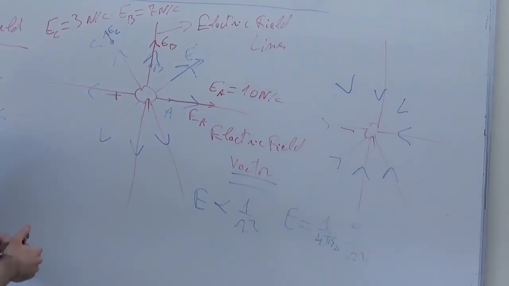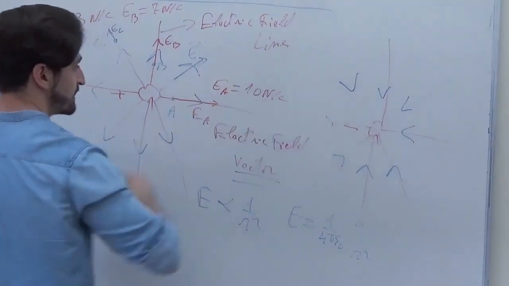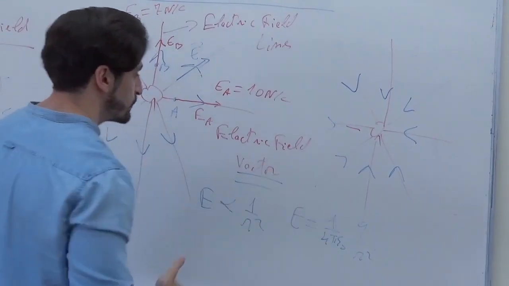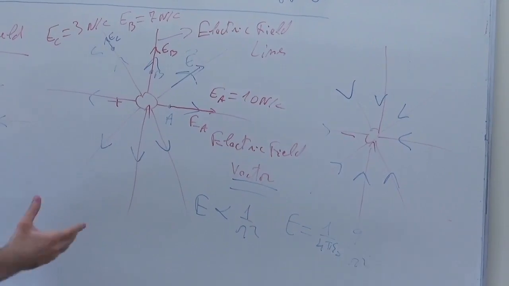So simply you have to pay attention to that notion, which is the distinction between the electric field lines, which are fictitious lines, and the electric field vector, which is actually a vector quantity, meaning it has a direction and it also has a magnitude.